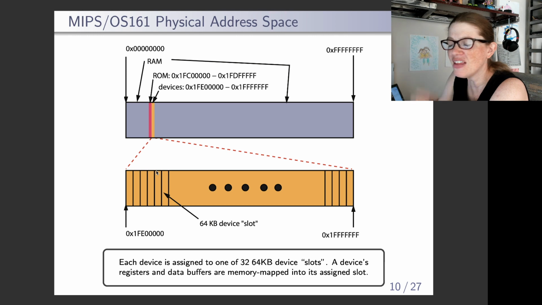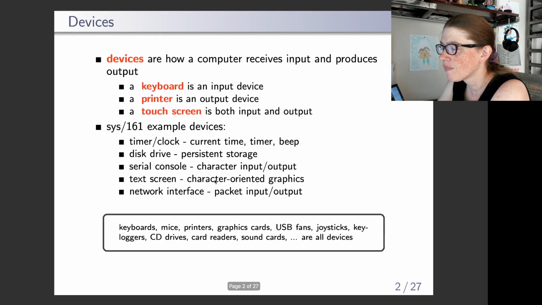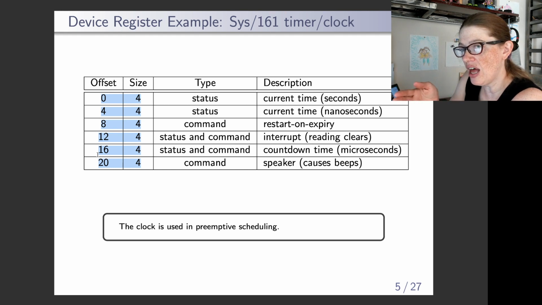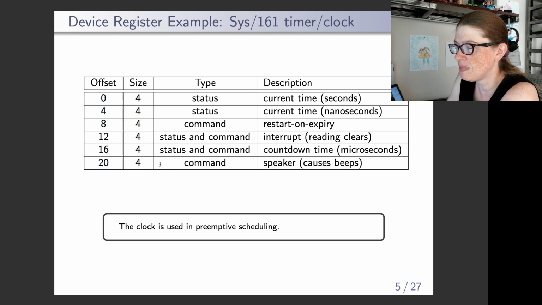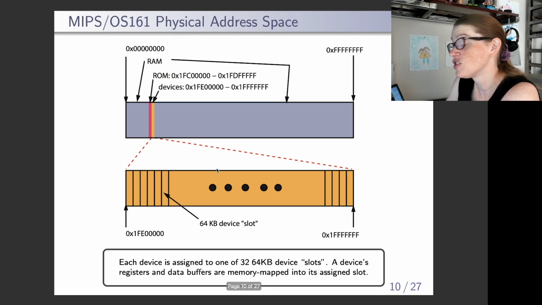But what do we mean by mapping them to a slot? Well, let's go back to the clock. You'll notice in the specification of the clock's device registers, we've listed an offset and a size. That offset indicates where in the slot that device register is, and the size is how big in bytes that device register is supposed to be. Pretty cool, right? So now you know how KSEG1 is actually used.